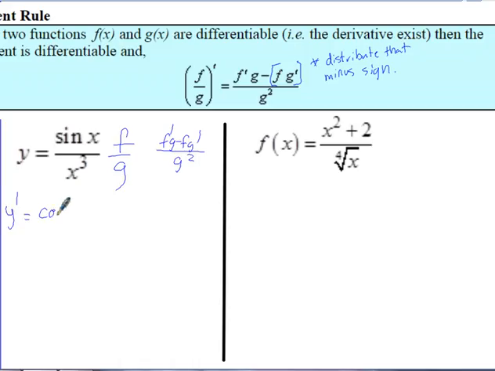So cosine of x times g, which is just x cubed, minus, and again I like to put brackets here, sine of x times 3x squared. All of that over x cubed squared. Okay? There's really not much I can do here except simplify and make it look pretty.